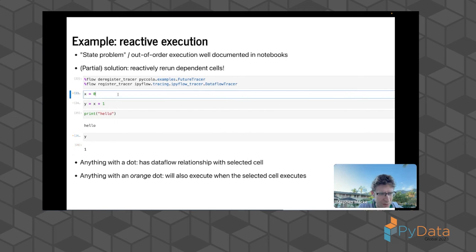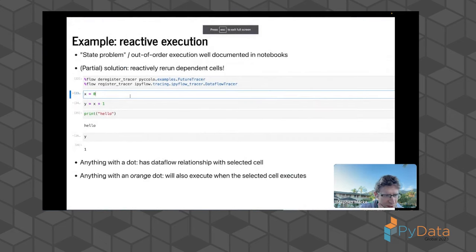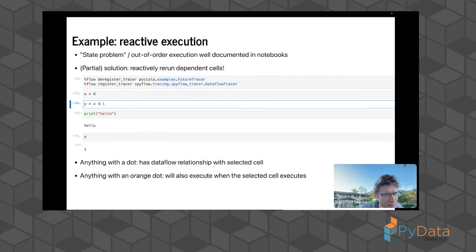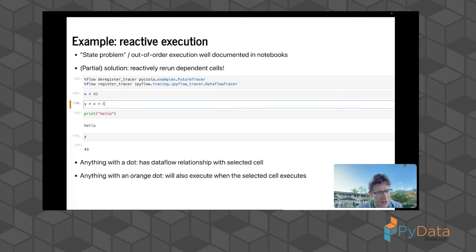So for example, if I come up here and select x equals 0, you can see cells 23, 24, and 26 all have orange dots. If I select y equals x plus 1, cells 24 and 26 have orange dots. Let's actually try running something in here. So I'll change this to x equals 42, run this, and you can see, indeed, all of the orange cells reran. And I could change this to something else, and once again, the things that had orange dots next to them reran.